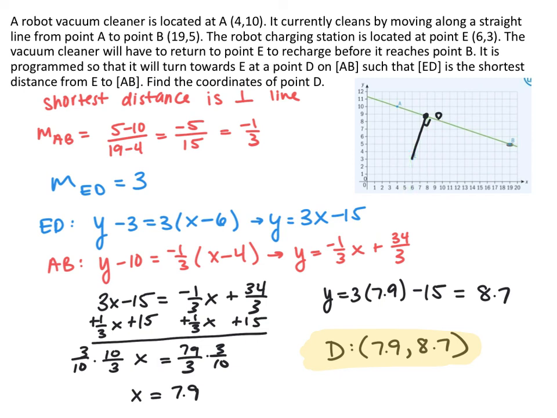Again, the shortest distance from a point that's off the line to a given line is always the perpendicular, so you can use slopes and equations to find the point where these two intersect. So this has been parallel and perpendicular lines, and also specifically looking at perpendicular bisectors and distance from a point to a line.